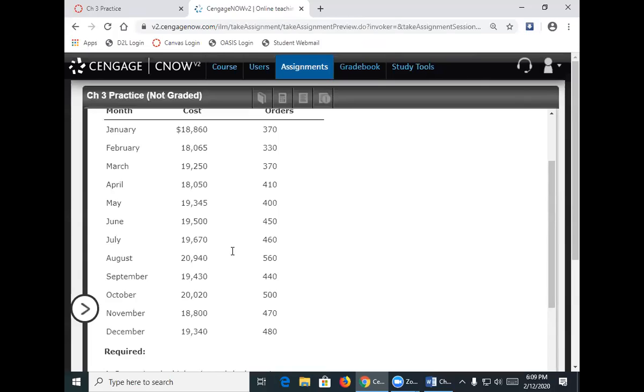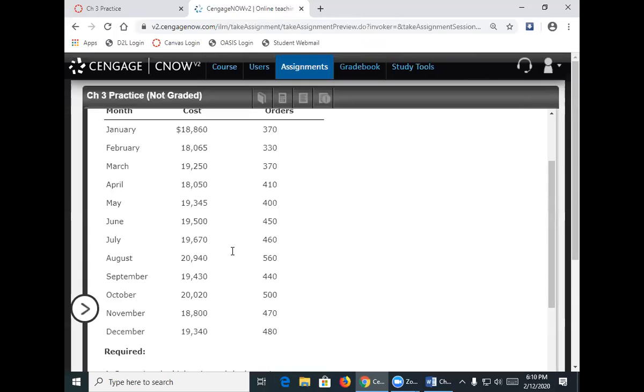And then our month of highest activity is August. And in August, our cost was $20,940, and our purchase orders were 560. So that's the first step with your high-low method: you want to identify your month of lowest activity and your month of highest activity.